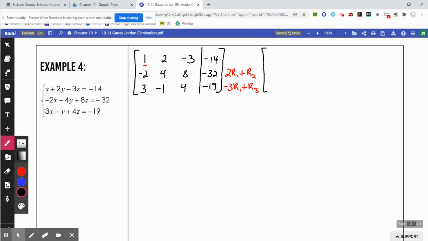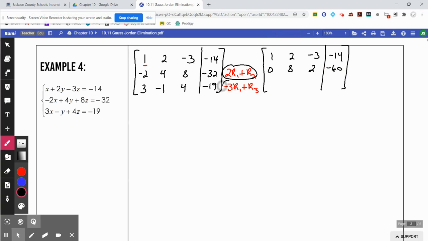So my first row stays the same. And now let's go ahead and do my second row. So 2 times the first row and add it. So we're going to do 2 and negative 2 is 0. 4 and 4 is 8. Negative 6 and 8 is 2. Negative 28 and negative 32 is a negative 60.